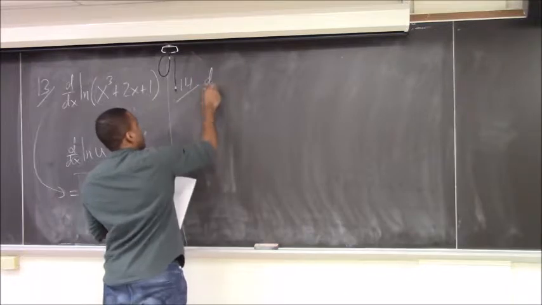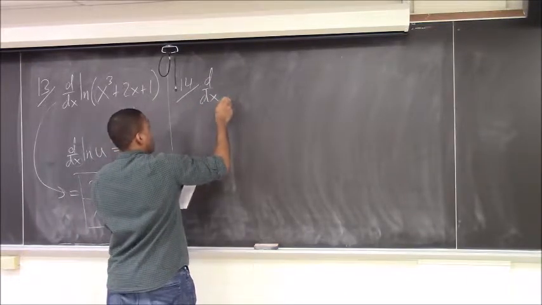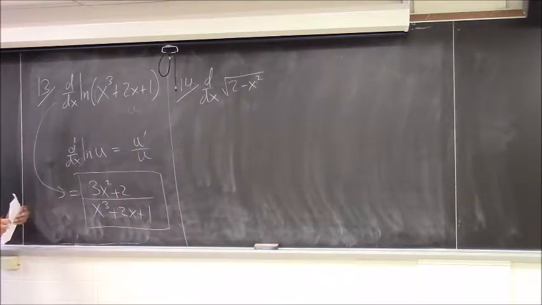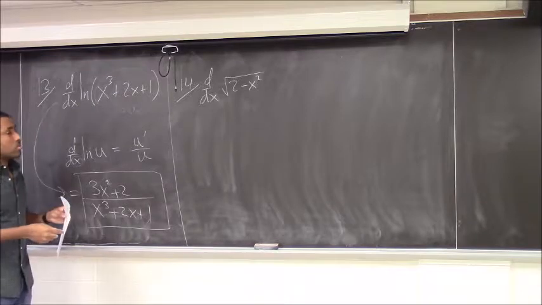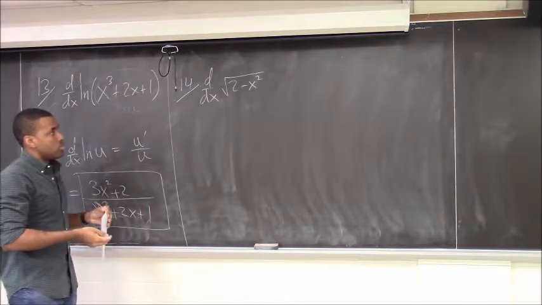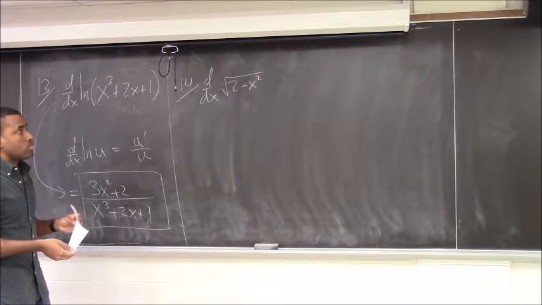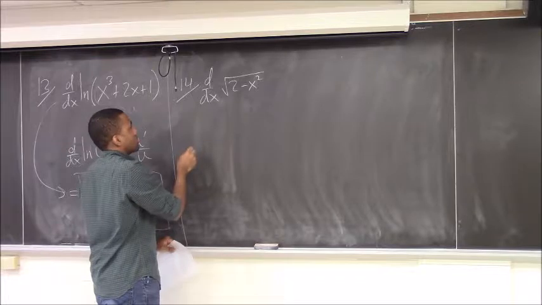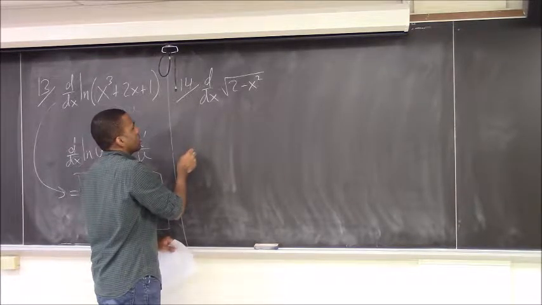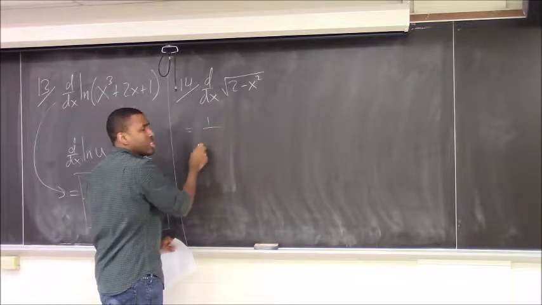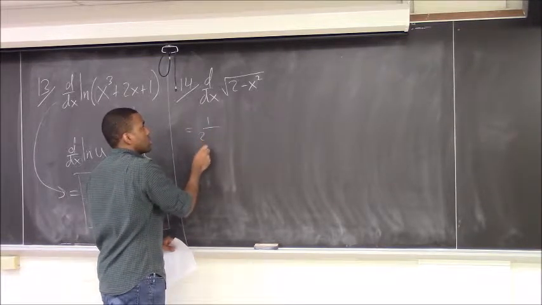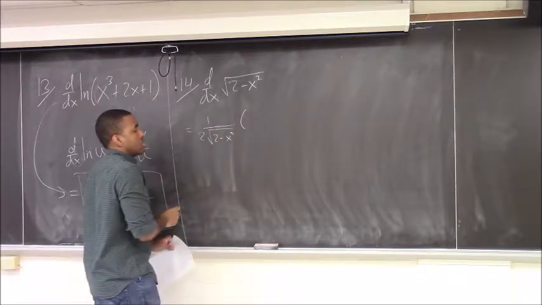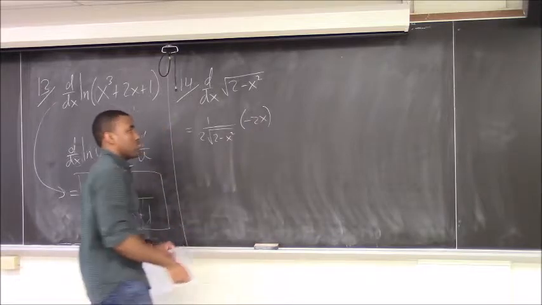What about 14? The derivative. How would I do that? Okay, how would you apply the chain rule? It would be 1 over 2 radical 2 minus x squared, times negative 2x. Yeah, that'd be right.